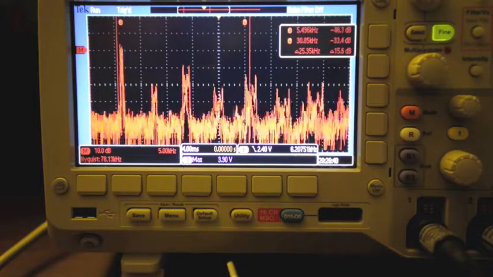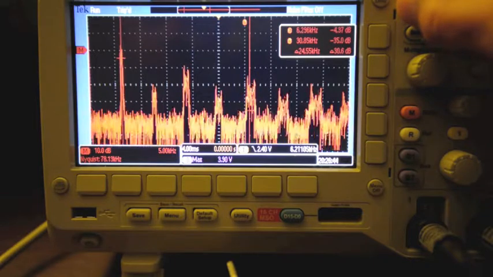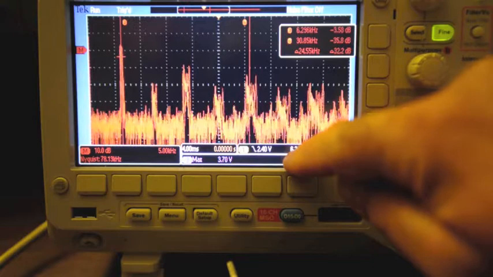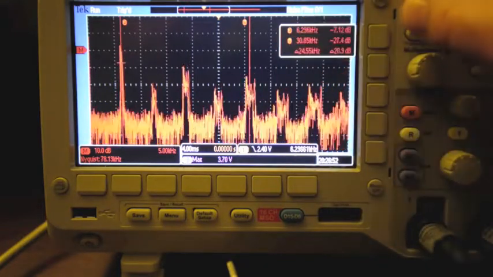See if you can follow the cursor right here that's moving. This is the primary square wave frequency. As you can see down here, 6.3, 6.2, which results in cursor A, which is also 6.2.